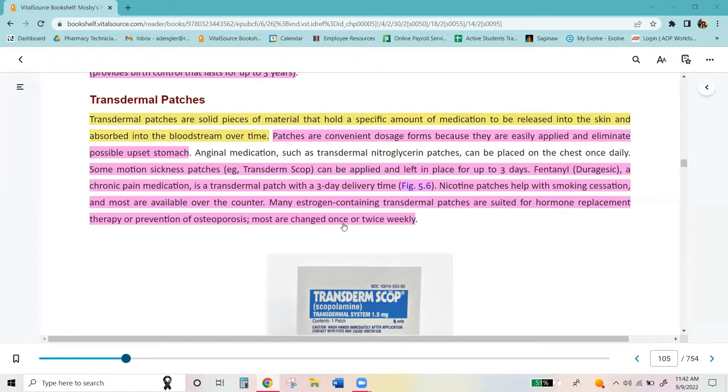Fentanyl, the brand name is Duragesic. It's a chronic pain medication that has a transdermal patch with a 3-day, 72-hour delivery time. Nicotine patches that help with smoking cessation are mostly available over the counter. You will see prescriptions for those in the pharmacy. Sometimes they're covered. Most of the time, if they have Medicaid, they are. Many estrogen-containing transdermal patches are suited for hormone replacement therapy and prevention of osteoporosis, and most of those are changed once or twice a week.